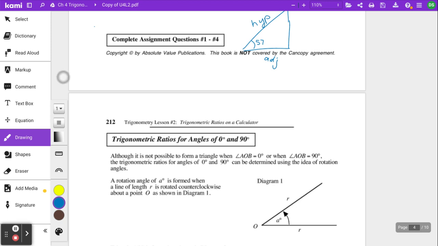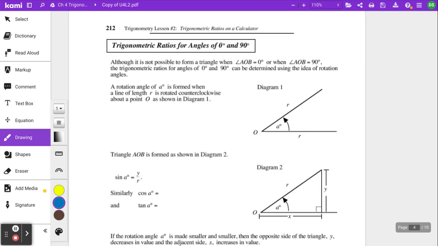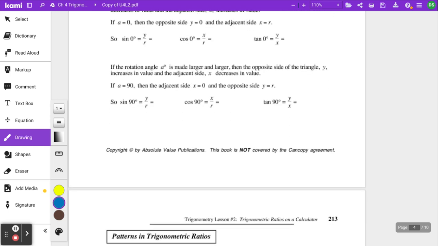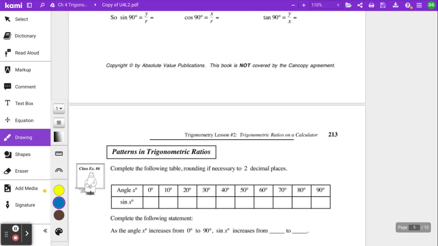All right, let me see what else I'm going to get to. I skip a lot of stuff in here. I don't think I do that. Let's skip this whole page.